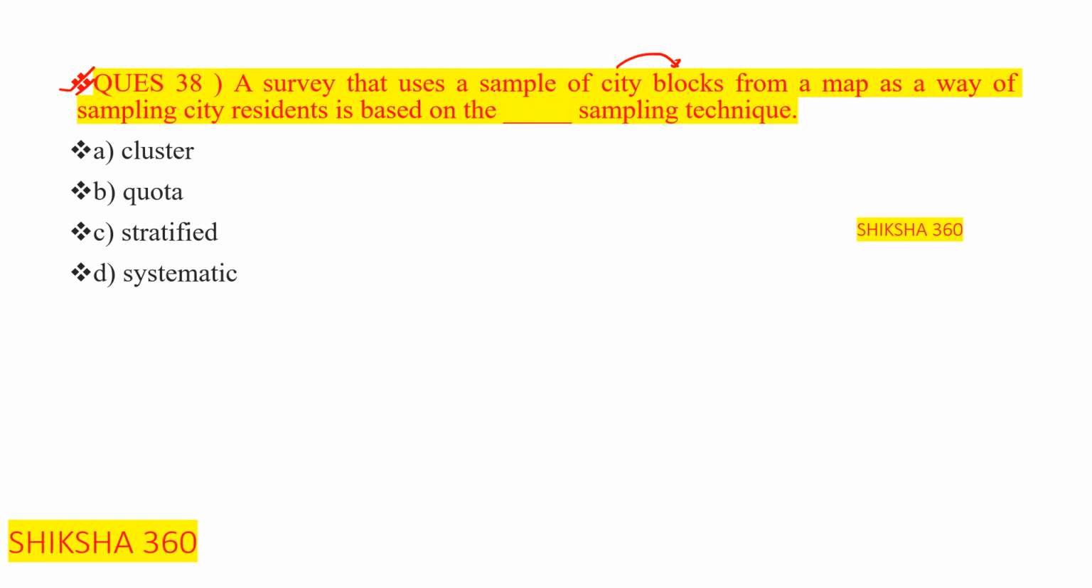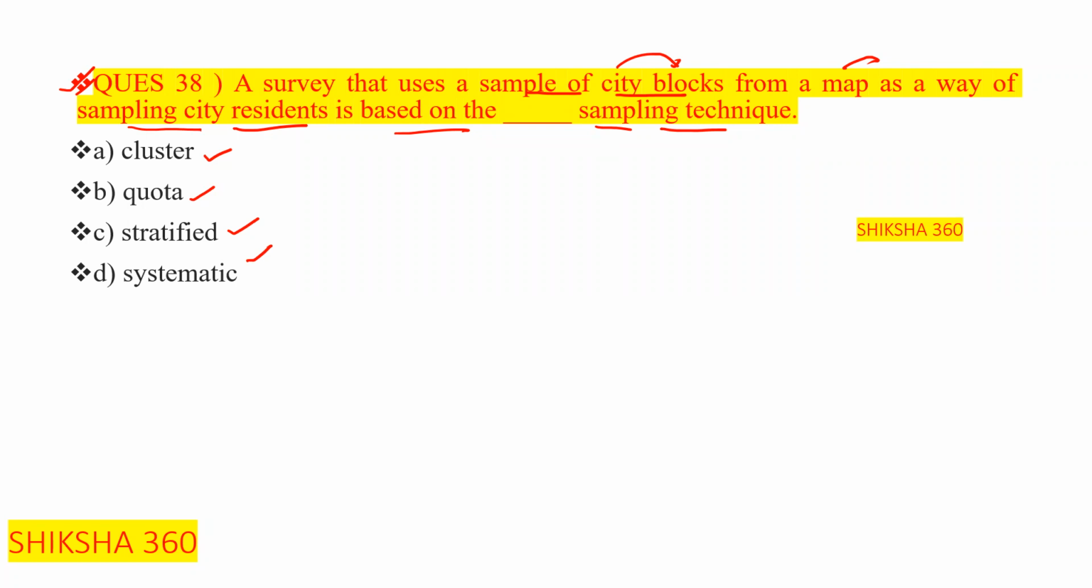Basically a survey that uses a sample of city blocks from a map as a way of sampling city residents is based on the cluster sampling technique, not quota, stratified, or systematic sampling. So the correct answer here is a survey that uses a sample of city blocks.